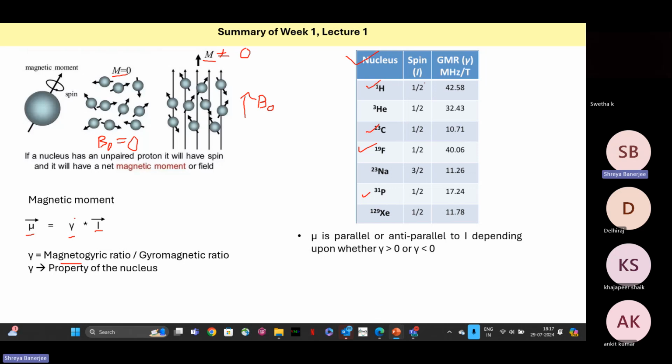So suppose gyromagnetic ratio is positive, then this product is positive, and so mu and I will have the same direction. But if gyromagnetic ratio is negative, which is a very rare case, but it happens in the case of 15N.